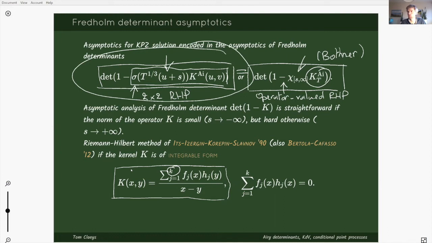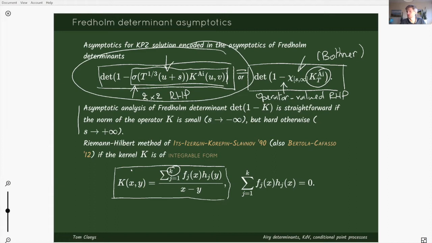So in a way, one of the things that we are interested in is the asymptotic behavior of these Fredholm determinants. For instance, when S goes to infinity or capital T goes to zero or to infinity, there are various asymptotic regimes which are interesting.